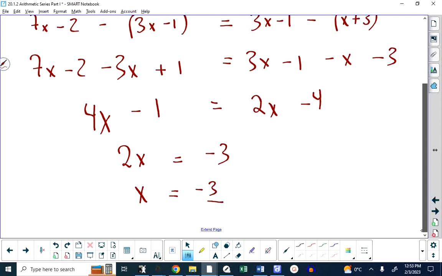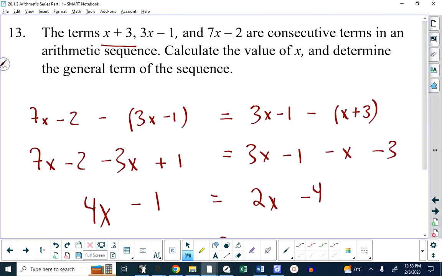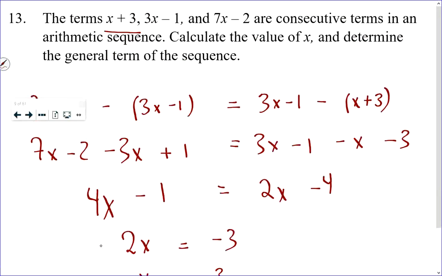well, first of all, honestly, if I were doing this, and I am, I would double check all my work right now, because I am getting a fraction, which is a little off-putting to me. It's like, what's going on here, a fraction? So I would look at the whole thing from the beginning. I have 3x minus 1 minus x plus 3. I have 7x minus 2 minus 3x minus 1. I should have in this line here 4x minus 1, and I do. I should have here 2x minus 4, and I do. That means 2x equals negative 3. It's fine. Okay. So I found x.